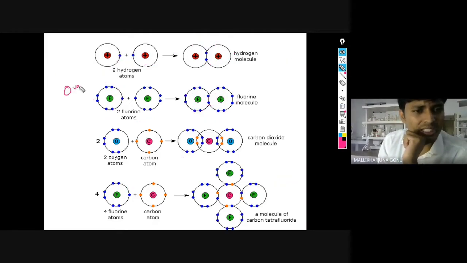Oxygen valency is how much? Tanaya, how much is it? Oxygen valency. 2. Oxygen valency is 2. That means that many bonds will form. Try to understand what I am saying. That many bonds form.